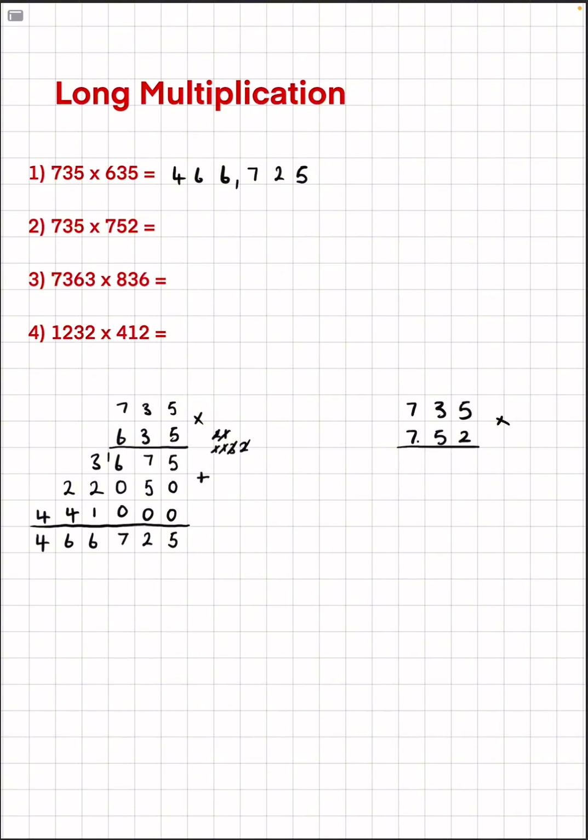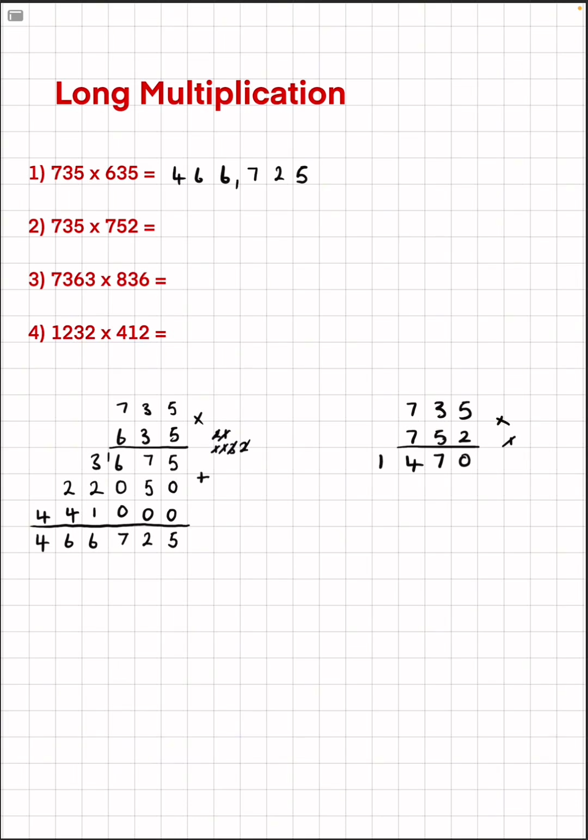We've aligned the hundreds, tens, and the units. Remember, we always start from the right hand side. We're going to multiply this number by each number on the top. So 2 times 5 is 10. We put the 0 down and carry the 1. 2 times 3 is 6. Add 1 is 7. 2 times 7 is 14.